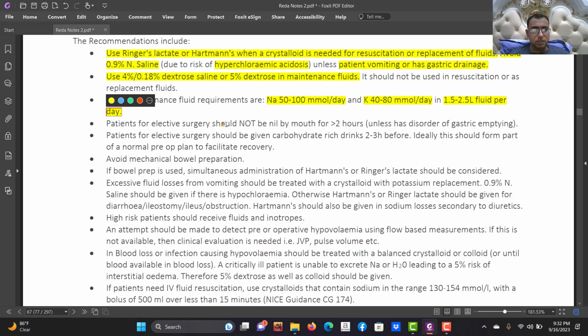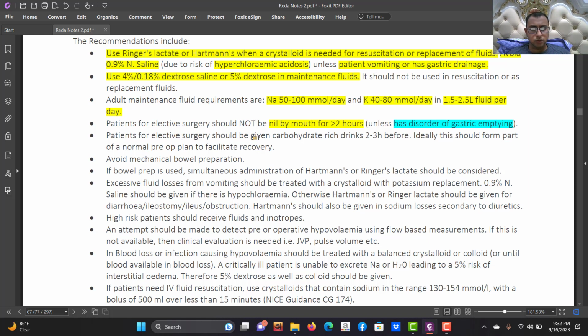Patients for elective surgery should not be nil by mouth for more than 2 hours. Starvation before surgery, or NPO before surgery, is not encouraged. We will not keep nil by mouth for more than 2 hours, unless there is a disorder of gastric emptying. Okay, it should also be known. Most people don't have any problem in the stomach. In that case we can allow fluid up to 2 hours before surgery.